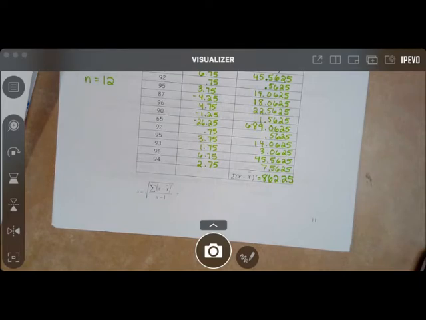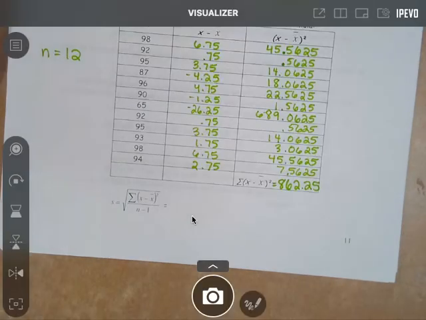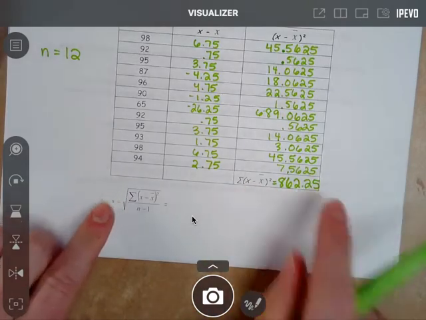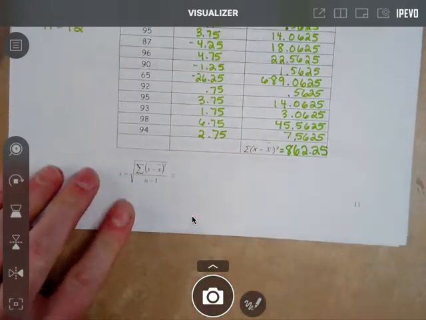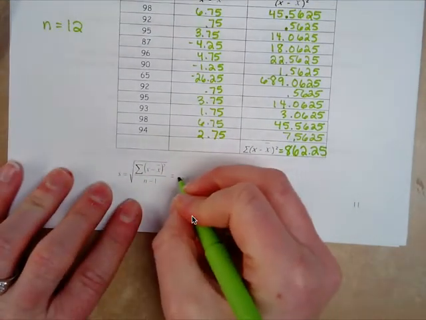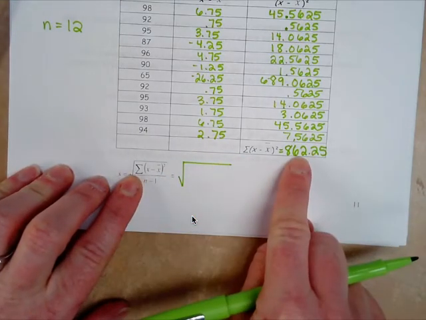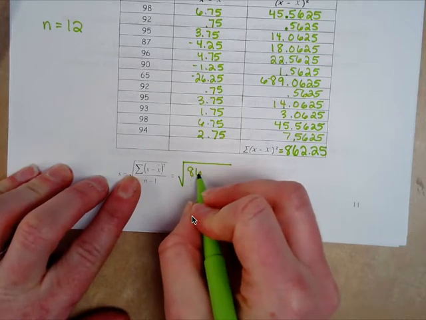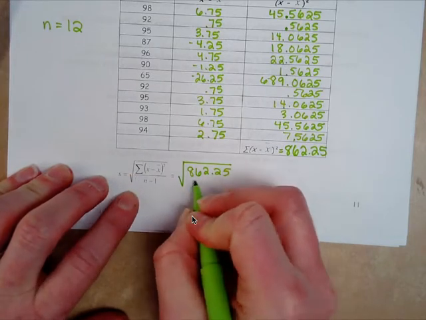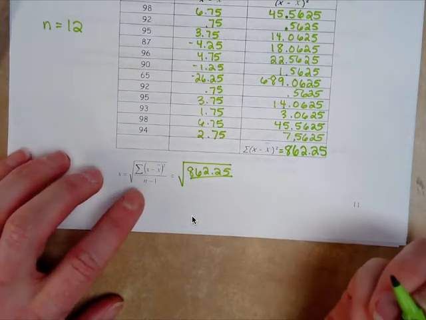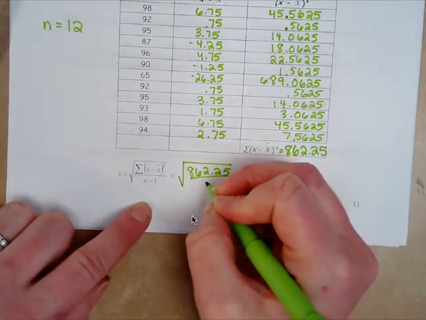Sorry for that interruption. All right, so we have this. We're going to plug it into our formula. We still have the square root. This is our summation, which we got there. So 862.25 over, what is n minus 1? N is 12, so that's 11.